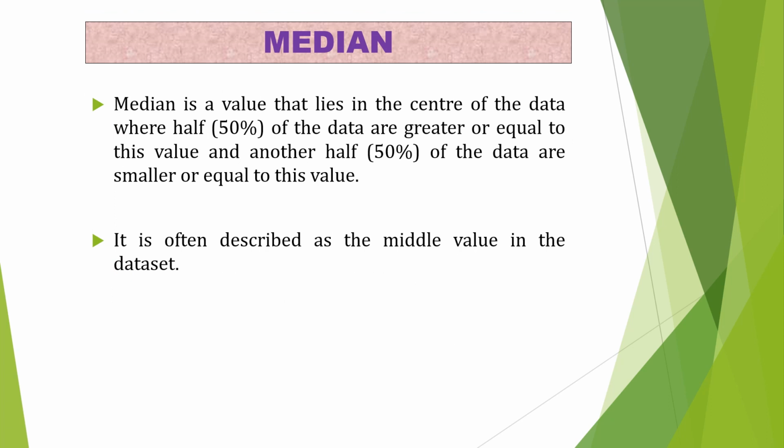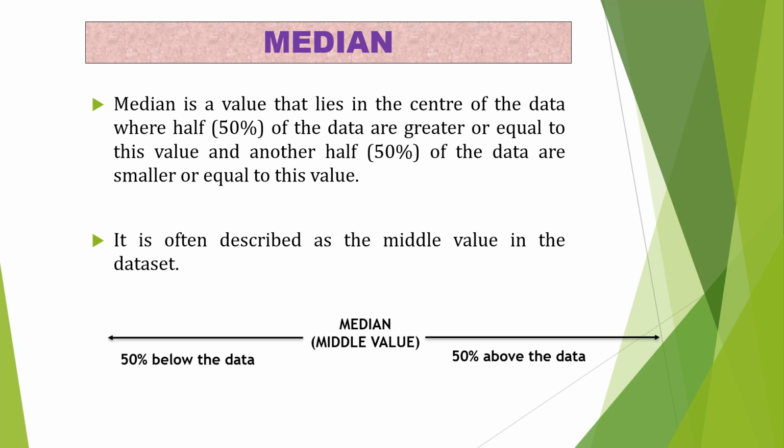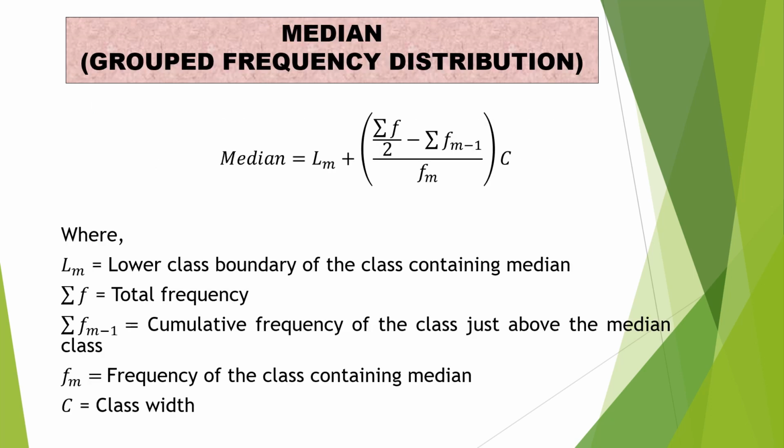What is median? Median is a value that lies in the center of the data, where half, 50% of the data are greater or equal to this value, and the other half, 50% of the data are smaller or equal to this value. So it means that median refers to the middle value in the data set. From this diagram we can see median is the middle value, 50% below the data and another 50% above the data. Now we go to median for group frequency distribution.